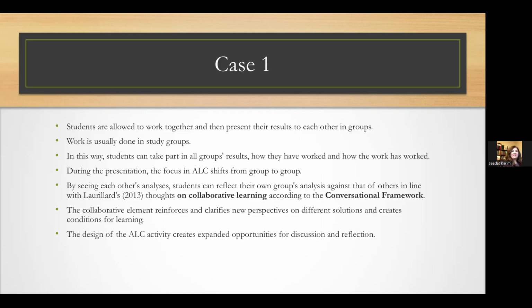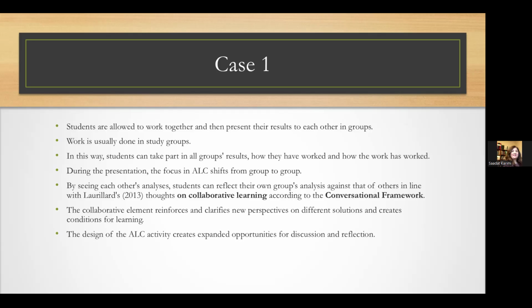By seeing each other's analysis, students can reflect their own group's analysis against that of others, in line with what the research laureates have argued.